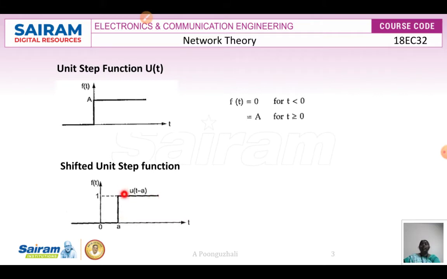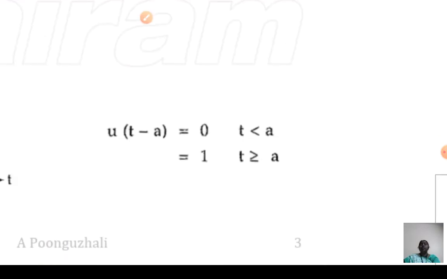This is multiplied by a constant, which here is 1. So I can write my expression: u of t minus a is equal to 0 for t less than a. For t less than a, u of t minus a is going to be 0, and for t greater than or equal to a, it is going to be 1. So we write this as your shifted unit step function.